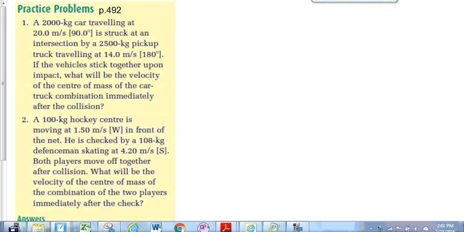Okay, your homework questions for tonight. Page 492, questions 1 and 2, please. Just a quick little note here. Mac, in question number 2, you see a west and a south, Mac. So that answer is going to be expressed as south of west or whatever, right? That's our frame of reference. For question number 1, we've got 90 degrees and we've got 180 degrees, right? Those are our two directions.